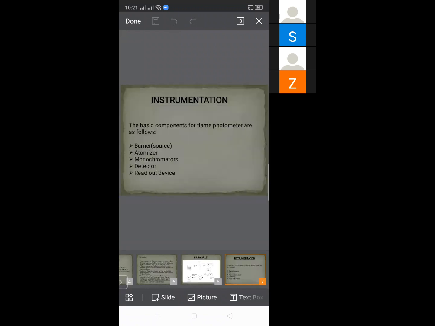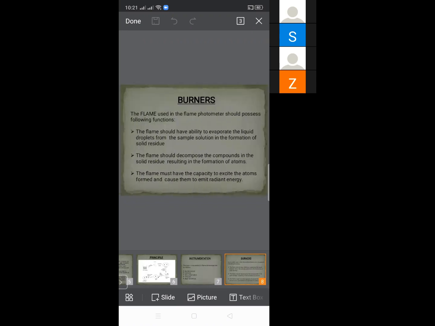So next is the instrumentation. There are some basic components of flame photometers. These are burner, atomizer, monochromators, detector, and readout device. Now we will discuss all of them in detail. So first we start with the burners.